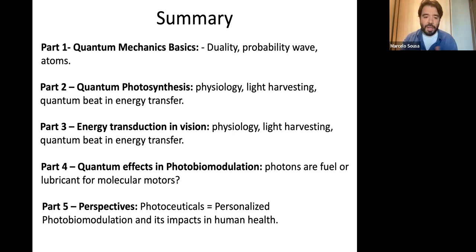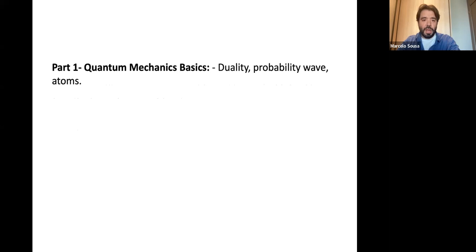That is the science that I worked during my PhD, and also is the science that we work in Bright. Just to finalize, we will very quickly talk about photosyntheticals, that is technology to personalize photobiomodulation. But I am sure that last 3 parts is very quick. So the part 1 and part 2 are the ones that we will focus most.